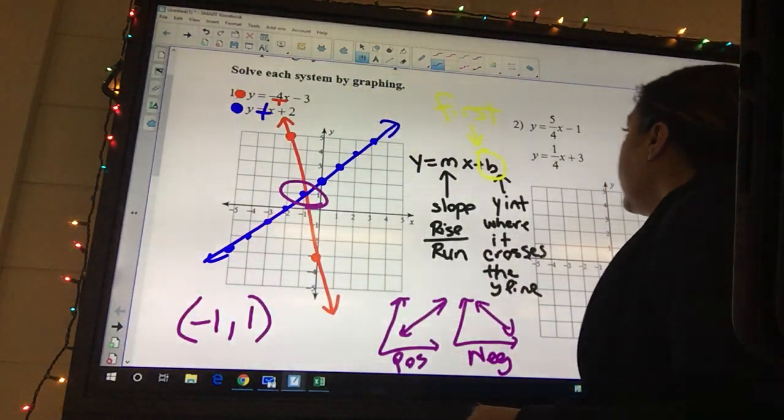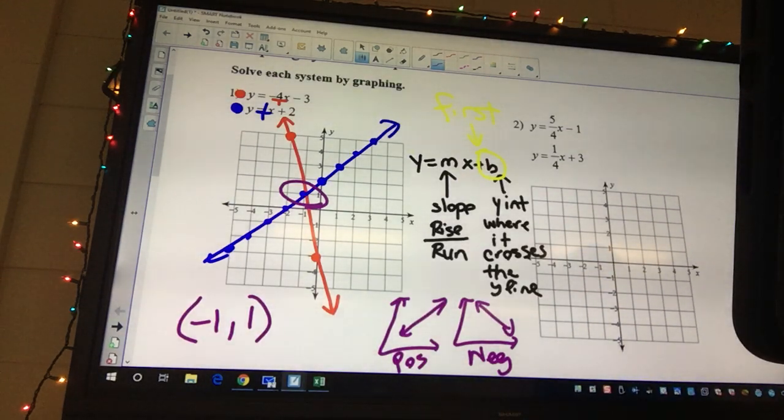So, let's look at number 3. And if you guys are not finished writing, take a picture real quick or a screenshot so you have it in the notes, okay? And then we're gonna go and look at number 3.